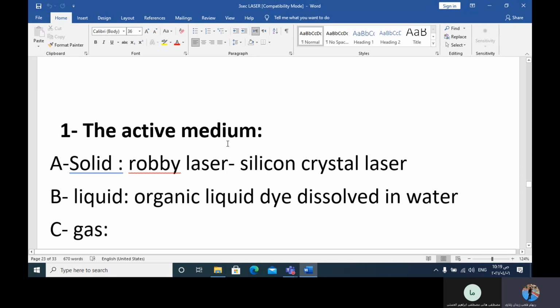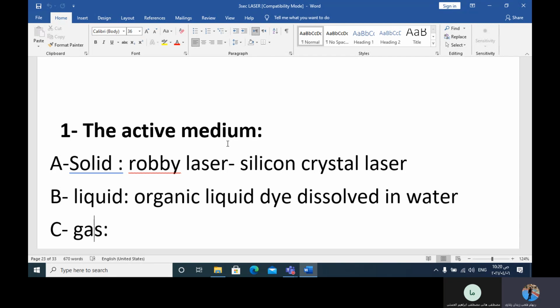Let's now talk about the first component of laser, which is the active medium. The active medium is simply the material or the substance I'm going to use to produce laser, and this substance has to be transferred from its ground state to its excited state to the degree that more atoms will be in the excited state than in the normal state, to reach population inversion. So the active medium can be either solid or liquid or gas.